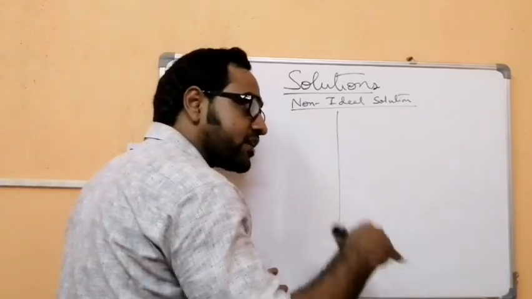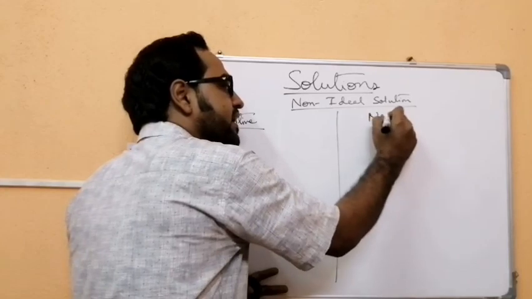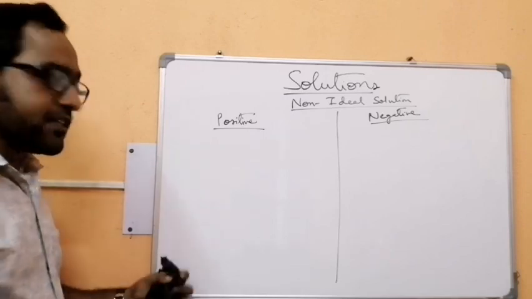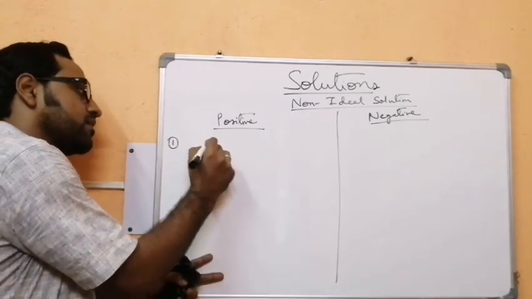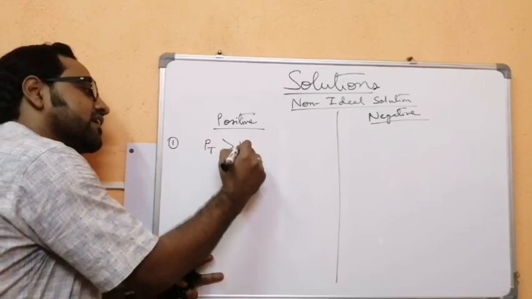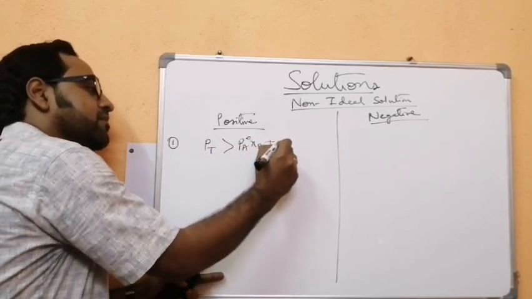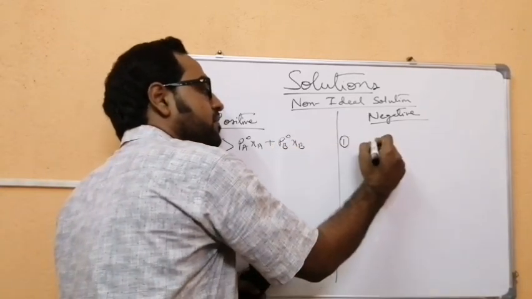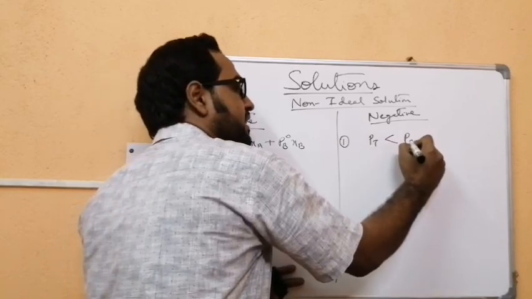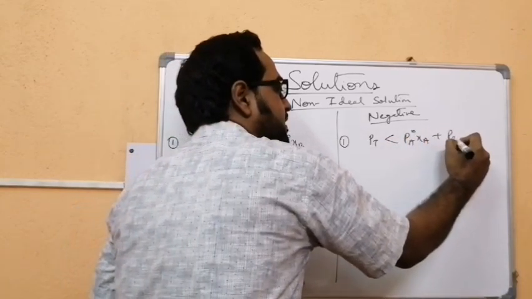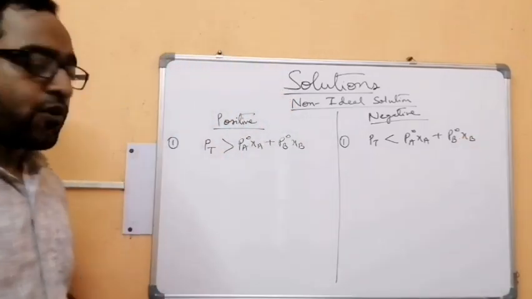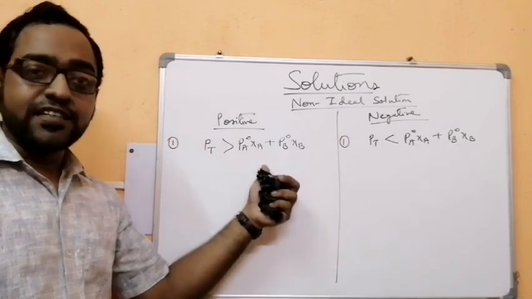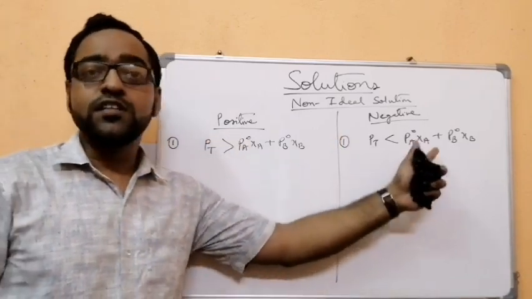And if the vapor pressure is lower than what is expected from Raoult's law, we call it negative deviation. Now, in case of positive deviation, P total is greater than PA naught XA plus PB naught XB. Here, P total is less than PA naught XA plus PB naught XB. For an ideal solution, it is equal. For a non-ideal solution, if it is greater, we call it positive. If it is less, we call it negative.